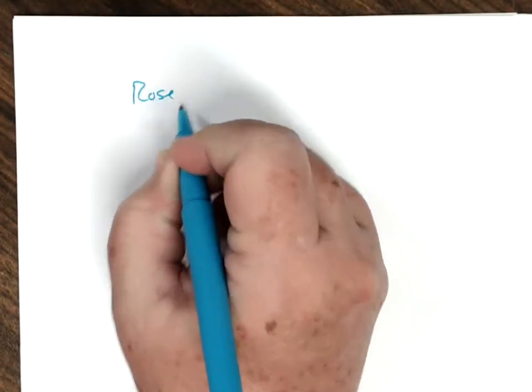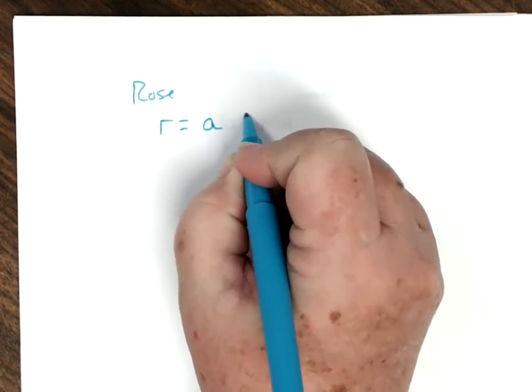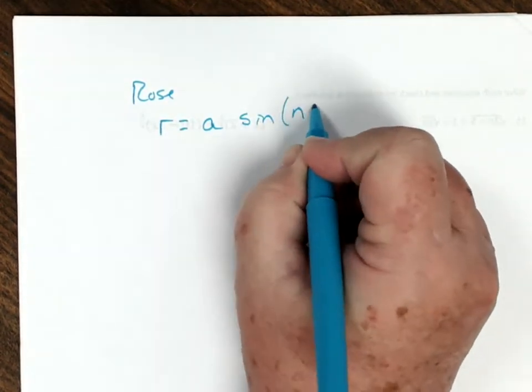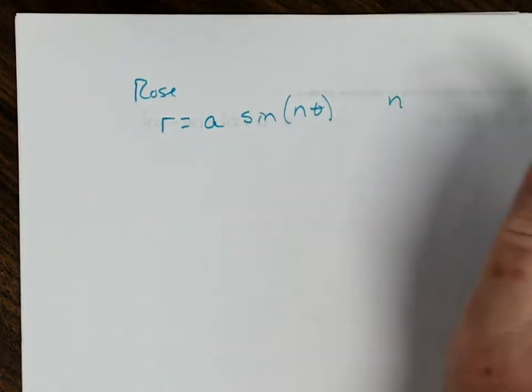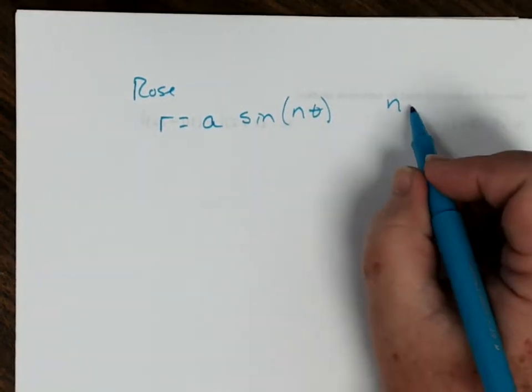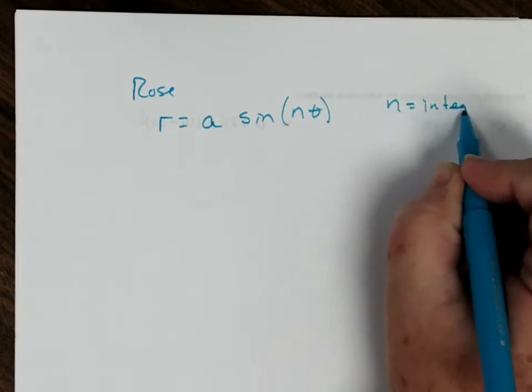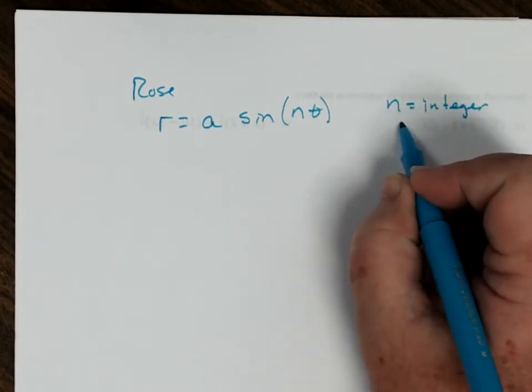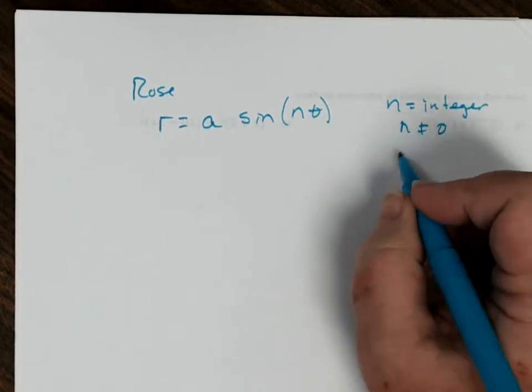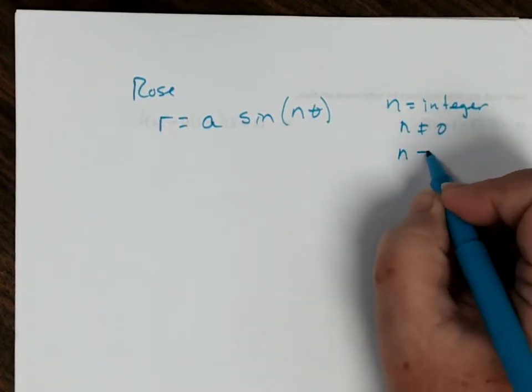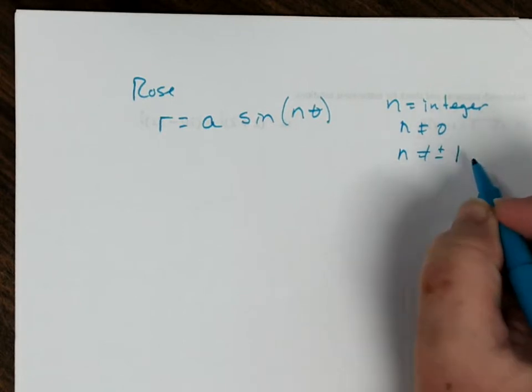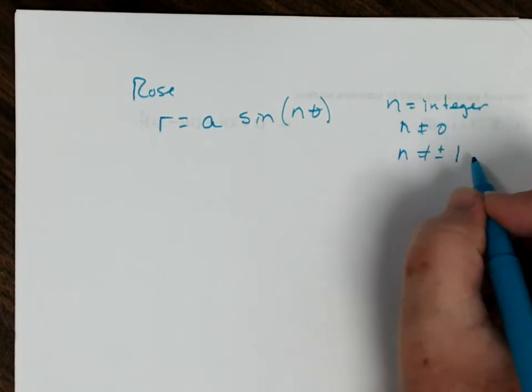So the equation for a rose will follow this pattern. It will always be written in the form r equals a times the sine of n theta, where n is an integer that is not 0 and is not positive or negative 1. It can't be 0, it can't be positive or negative 1.